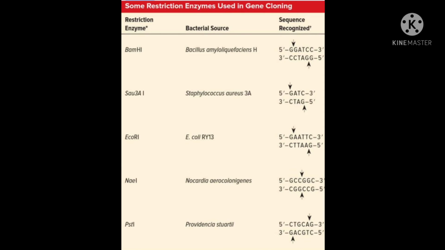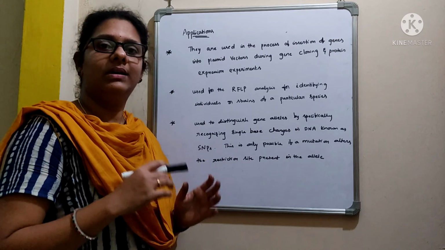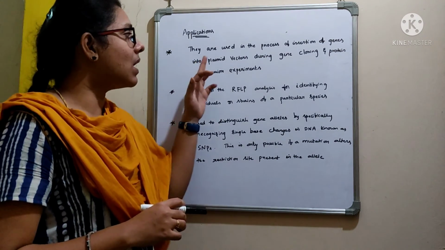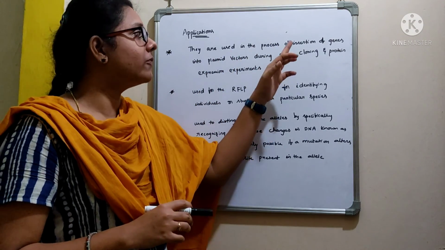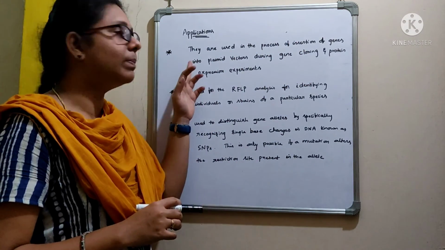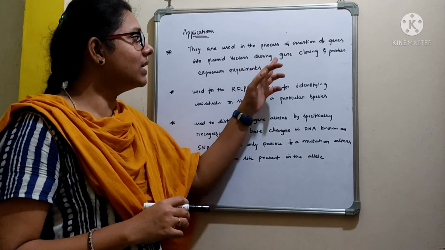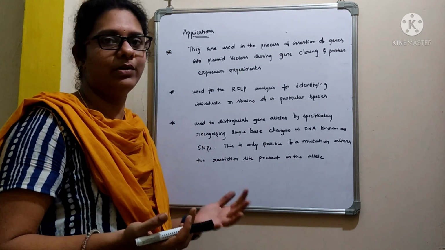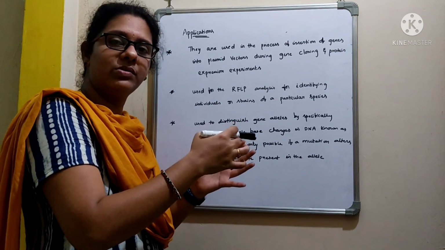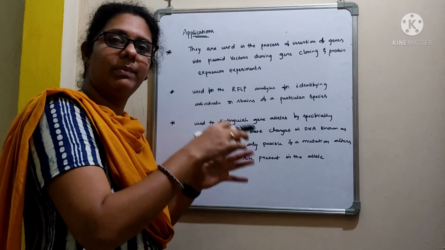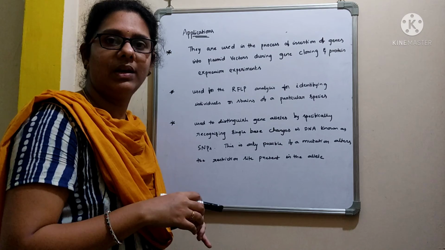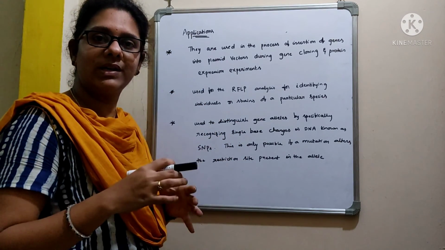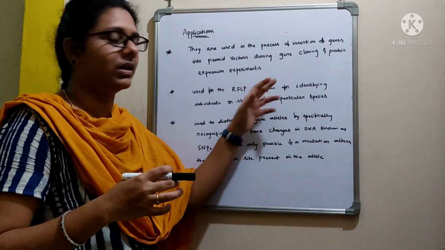Coming to the applications, these restriction enzymes are used in the process of insertion of genes into plasmid vectors during gene cloning and protein expression experiments. As I told you just now, how we introduce a gene of our interest into a plasmid in order to make a recombinant DNA molecule, and when we introduce it into a host and make it express, we can get product out of it.